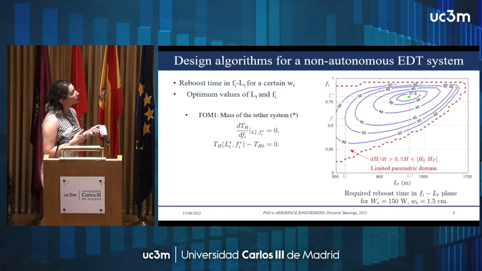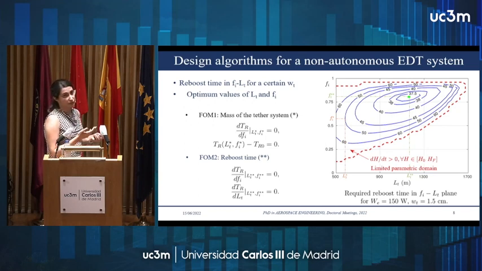For the case of minimum mass, we are looking for the minimum length that at the same time satisfies the requirement on reboost. So what we need is a tangent line to the iso-line of the reboost time that is given by the mission requirement. And in the second case, minimizing the reboost time, we have to look for the minimum value of the reboost time and find the corresponding tether length and insulated fraction.